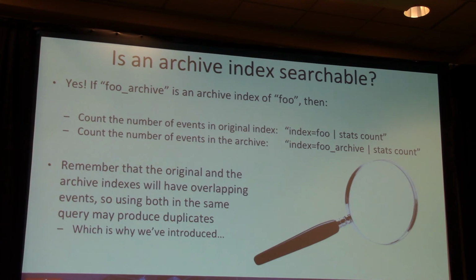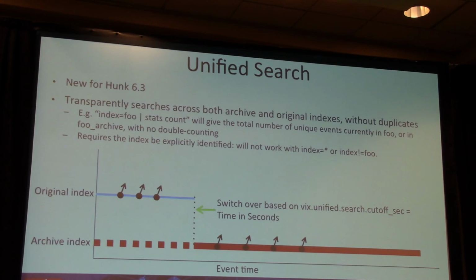There is still one drawback, which is that a bucket for some period of time is going to exist in both places, but just once. So if you wanted to count up all of the events that have ever been in foo, then you're going to get some duplicates if you say index equals foo or index equals foo archive. So that's why we've introduced unified search. If you set up unified search, then we make all of this transparent to the final user. You can just say search index equals foo, and you're going to search both foo and foo archive, and you're not going to get any double counting.